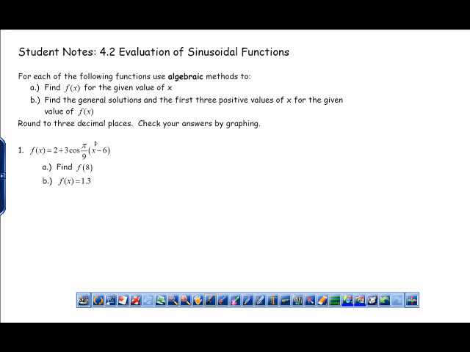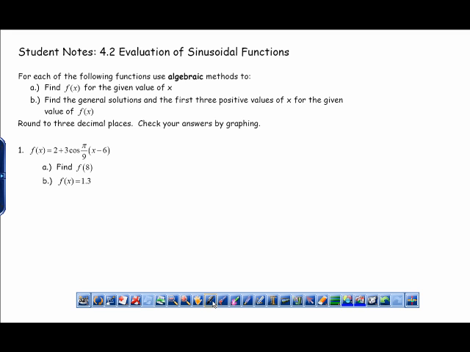It also says round to 3 decimal places. That's pretty standard. And that means not rounding in the middle and then rounding again and rounding again. It means your final answer should be accurate to 3 decimal places. And then there's a way we can check this by graphing, and I'll show you that as well.